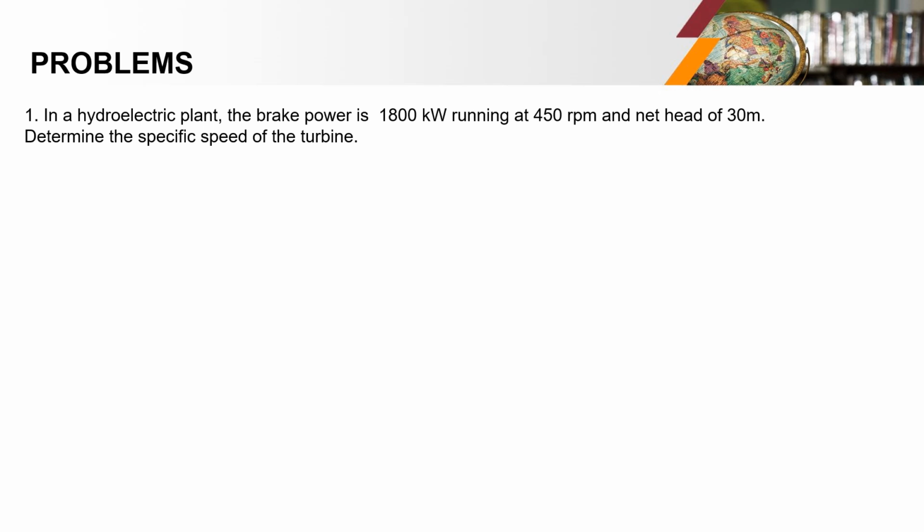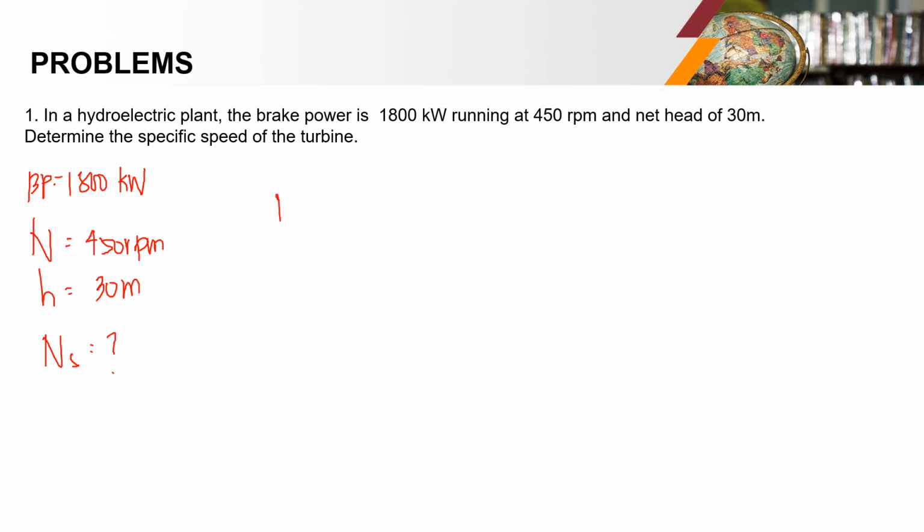Okay, so let's proceed with problem solving. So first, we have a hydroelectric power plant. We have a brake power, okay, which is equivalent to 1,800 kilowatts running at a speed of 450 RPM. Okay, and we have a net head of 30 meters. So we have to determine the specific speed.